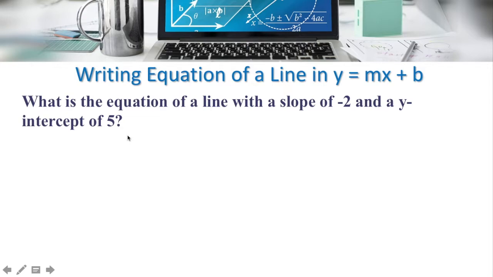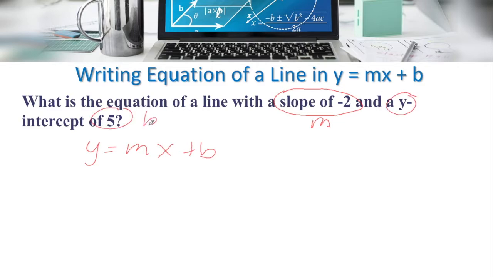How about the equation of a line with a slope of -2 and a y-intercept of 5? Let us write the equation in slope-intercept form: y equals mx plus b. This is very simple because the slope, -2, is the value of our m, and the y-intercept, 5, is b.